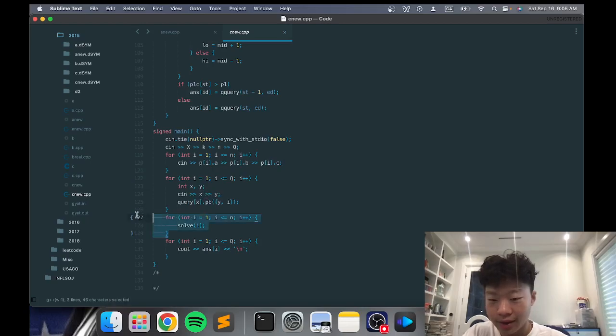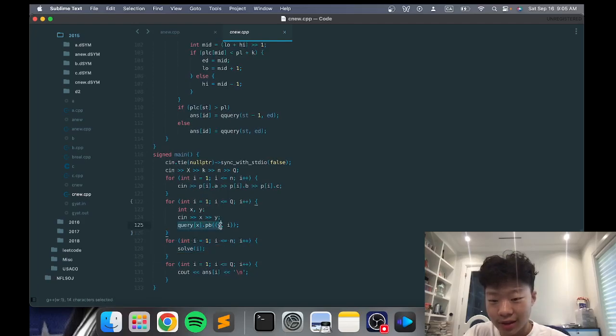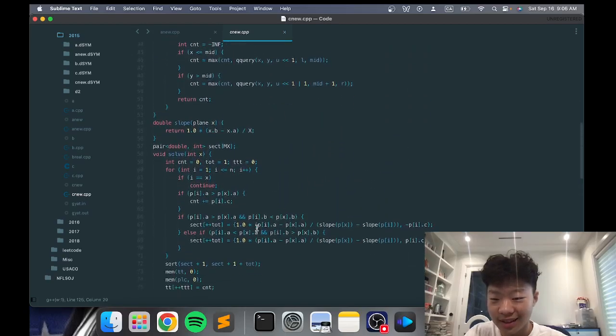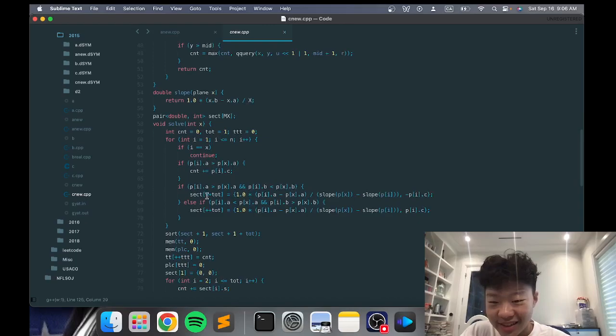Okay, input, and for every i, I solve, and then for every i I store the queries for every line it's querying. Okay, let's look at this. First, here, this is calculating the intersections when they intersect with the line you're querying right now. And here, if it's bigger, then it's minus. If it's smaller, then it's plus.